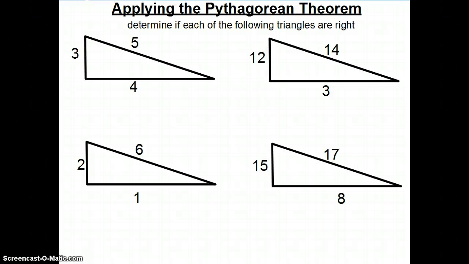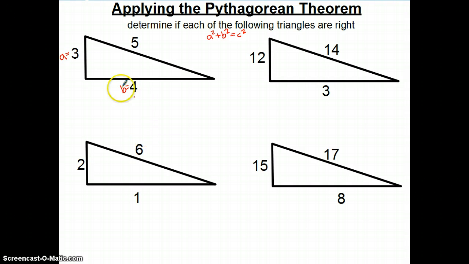So now we're going to look at these four triangles and determine if each of the following are right. If they work when you use the Pythagorean theorem on the values, then they are in fact right triangles. So your theorem, a squared plus b squared equals c squared. I'm going to first identify my a, b, and c values and then plug them in and see if it works out. A and b are the legs, so I'm going to let a be 3 and b be 4.